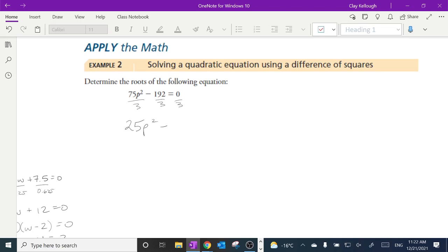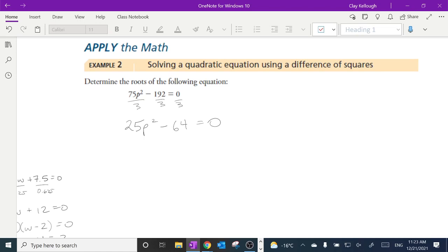And 3 goes into 19 6 times, carry the 1. It goes into 12 4 times. Hey, does that look familiar? What do you notice about both 25 and 64? They're both what kind of numbers? They're squares. What do you call this again? Look back at yesterday's notes. What do you call that?